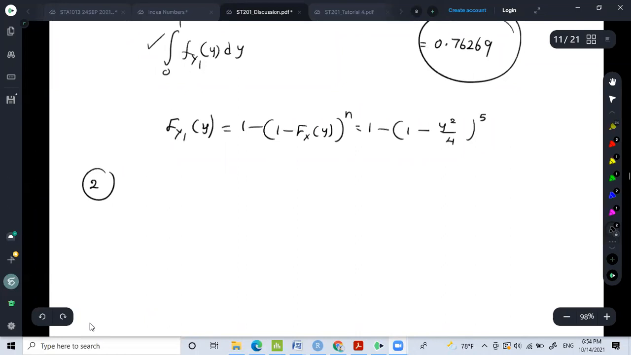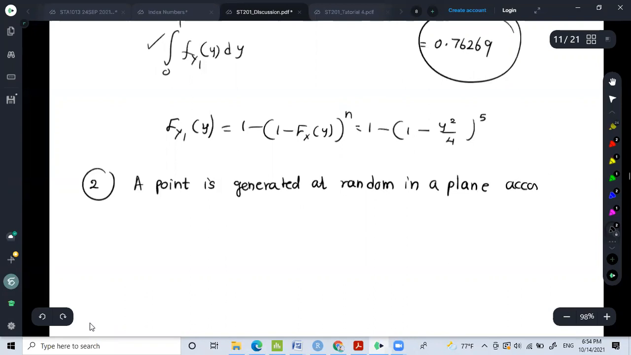Okay, so here's the second one. This is about the polar coordinates and the Cartesian coordinate transformation in between these two methods. Okay, so you can generate a point at random in a plane according to the polar scheme or polar coordinates. How do you do that?